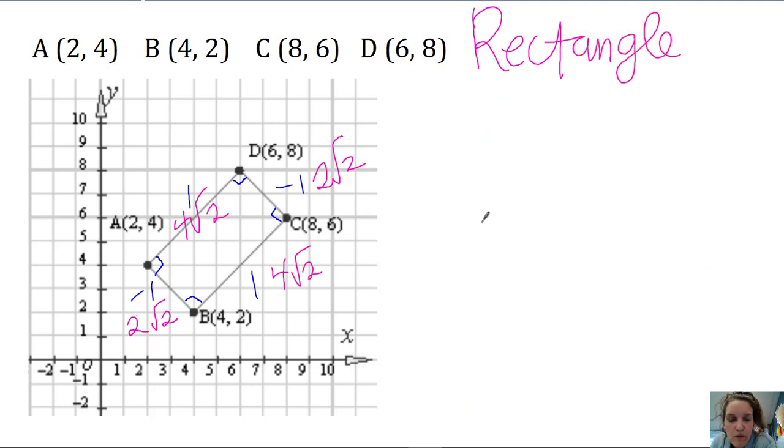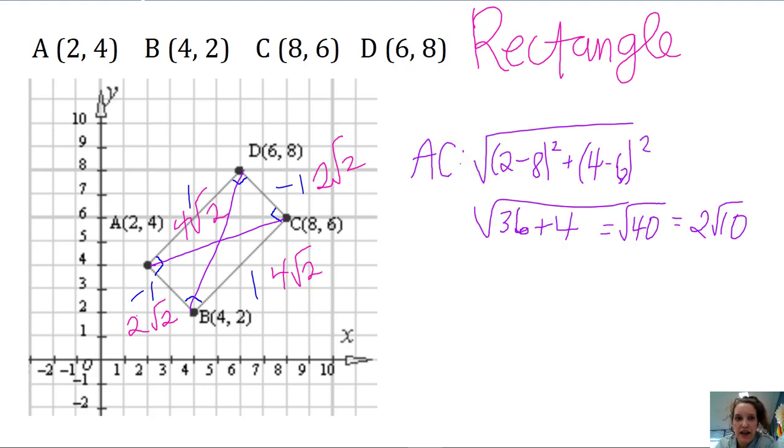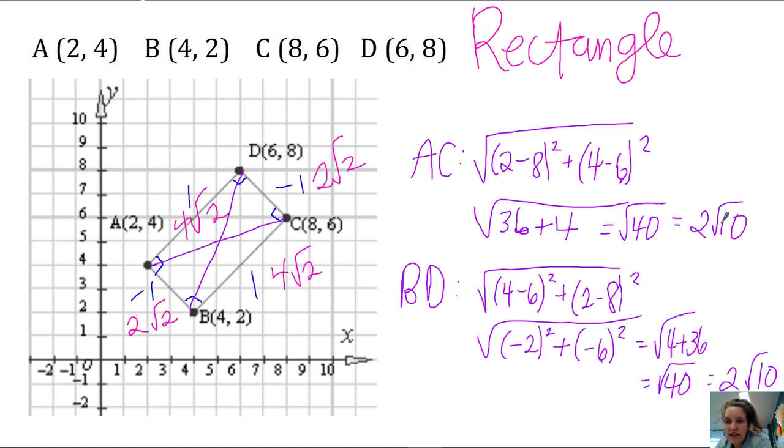So one more thing we can do to verify that this is actually a rectangle is we can find the length of the diagonals from A to C and from B to D. Because if it's a rectangle, then the diagonals should be congruent. So I'm going to find the length of AC, which is 2 root 10, and then the length of BD, which is also 2 root 10. So because those diagonals are congruent, it is a rectangle. It's one more additional thing that we can do to prove that it is indeed a rectangle.